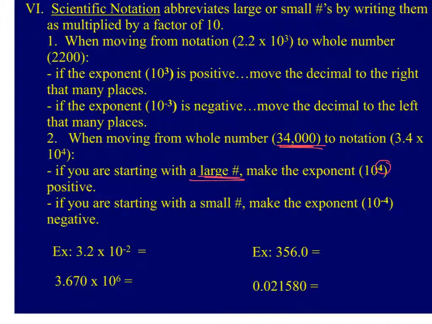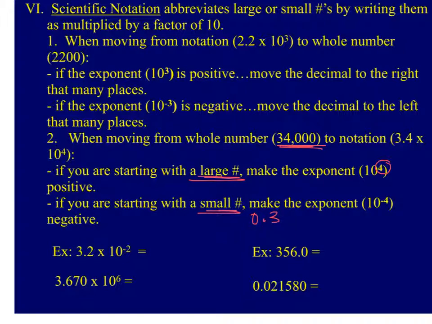Large numbers, positive exponents. However, if you're starting with a small number, we're talking a decimal number like 0.3, or any decimal number would be a small number, you want to make the exponent a negative exponent. So you can see the correlation there also. Small numbers, negative exponents. So let's take a look at these examples down at the bottom of the page.